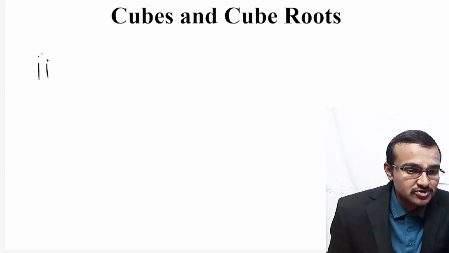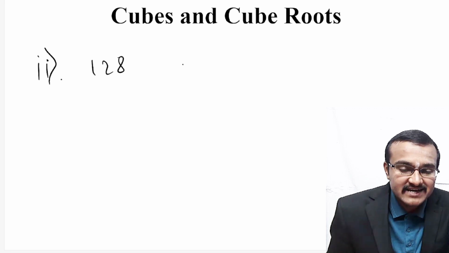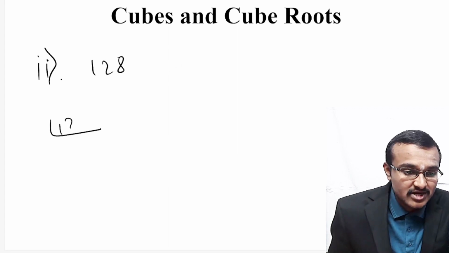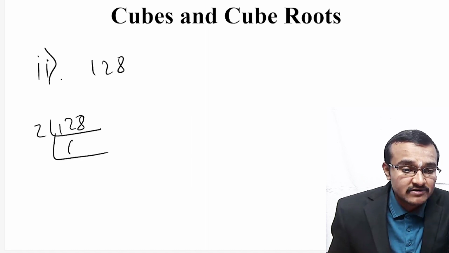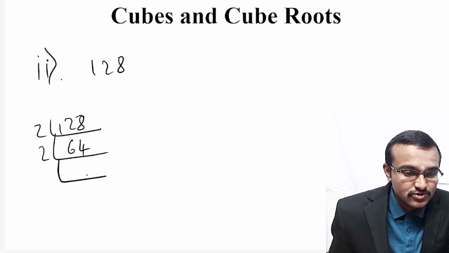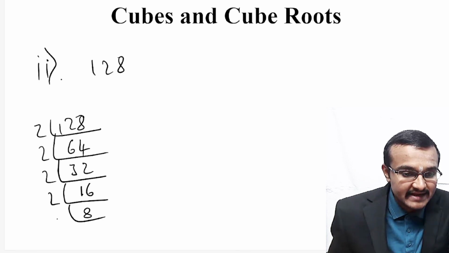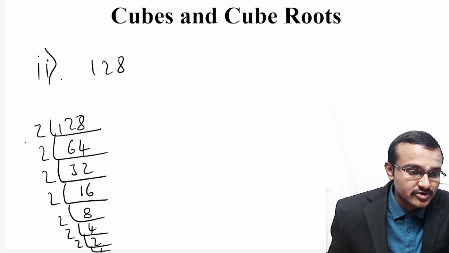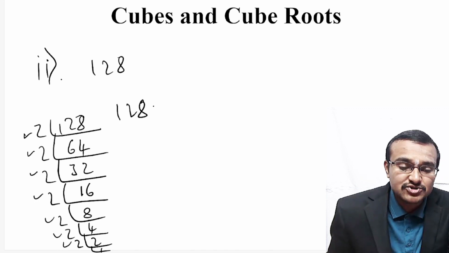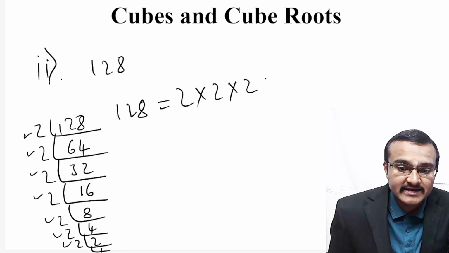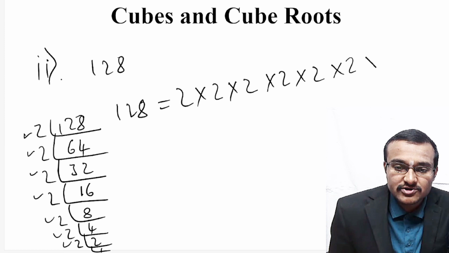Coming to the second question, they have given 128. We should identify whether 128 is a perfect cube or not. Again we can do prime factorization using prime numbers. If I take 2, it will be 64. Again if I take 2, it will be 32. Again 2, it will be 16. Again 2, it will be 8. Again 2, it will be 4. Again 2, it will be 2, and then 1. So here you can clearly see seven 2's. That means you should multiply 2 seven times to get 128.